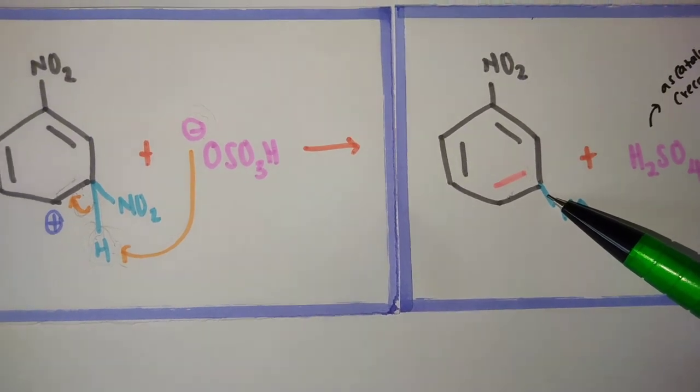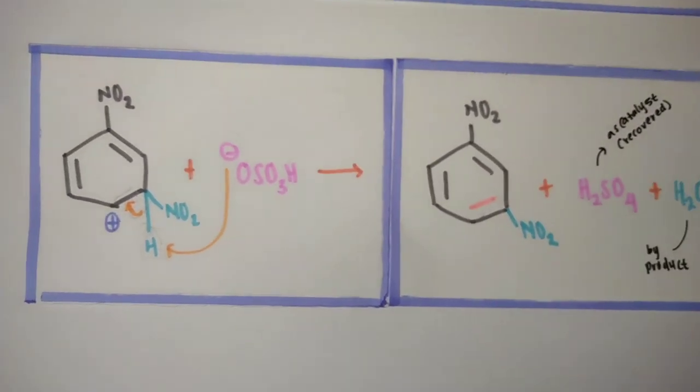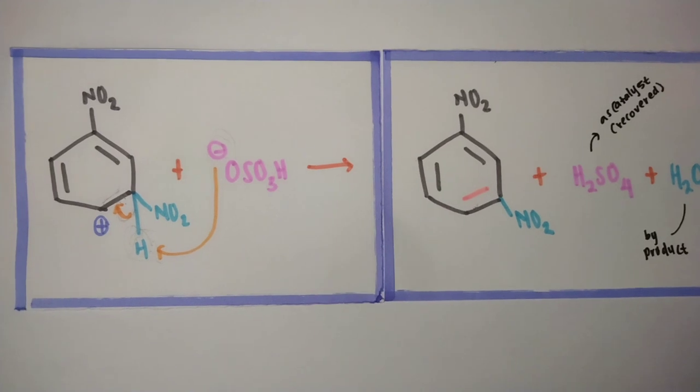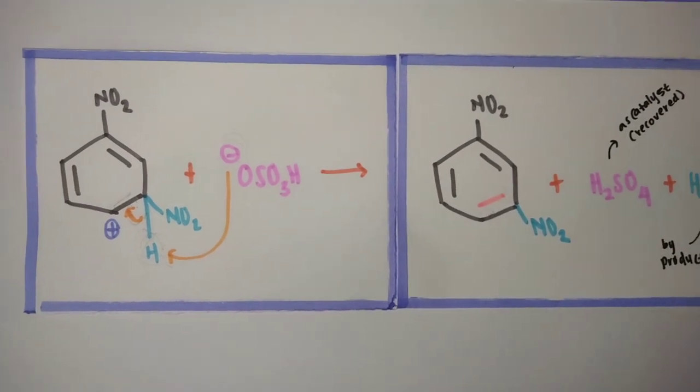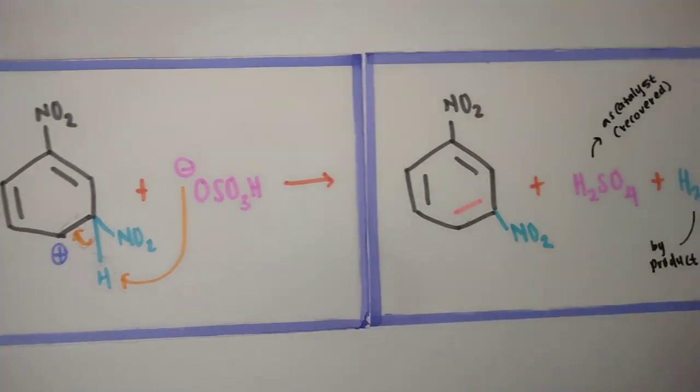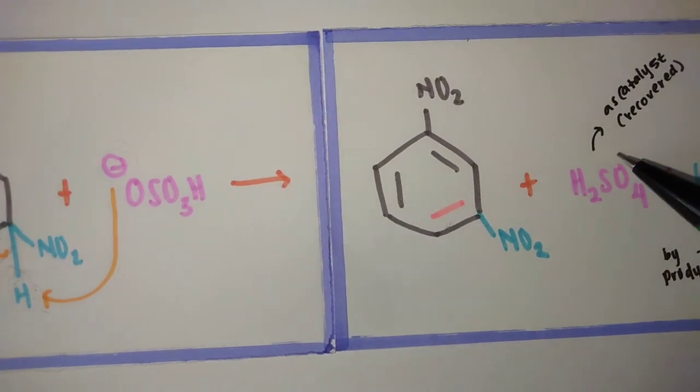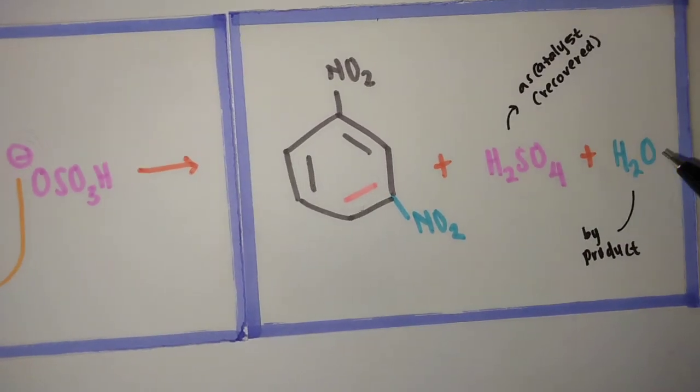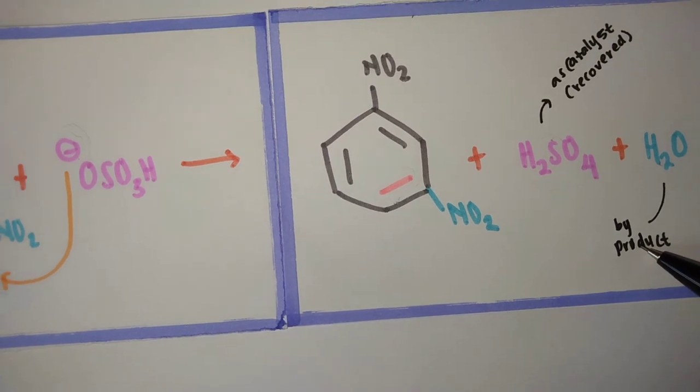In the nitration of benzene, H2SO4 acts as a catalyst, and therefore, at the end of this reaction, the structure of H2SO4 is recovered and H2O is a byproduct in this reaction.